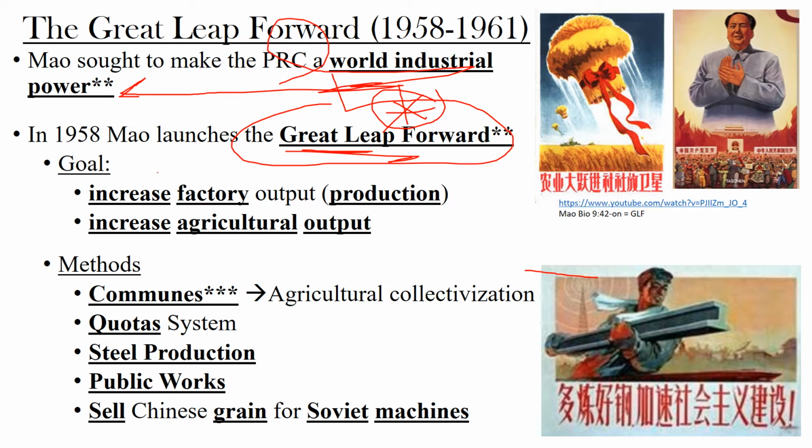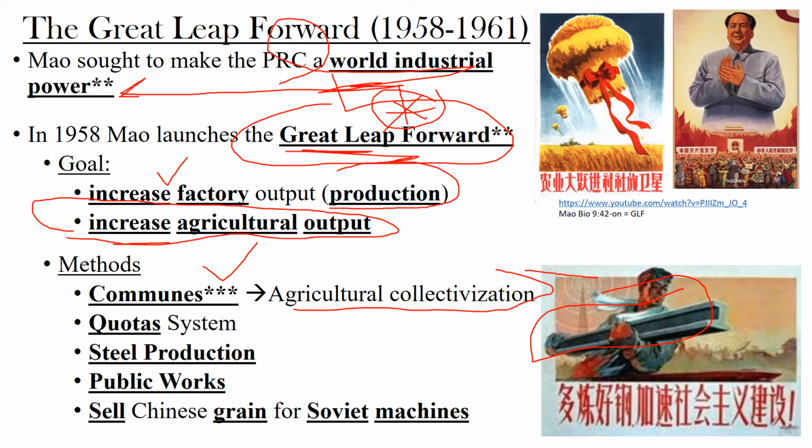The goal: increase factory output and production, especially of steel and other industrial goods, and increase agricultural output. Sound familiar? Yeah, it's basically Stalin's plan that he proposed to make Soviet Russia a world industrial power. How? Communes. Oh, you mean agricultural collectives like Stalin? Yes. Yes, I do, Billy.